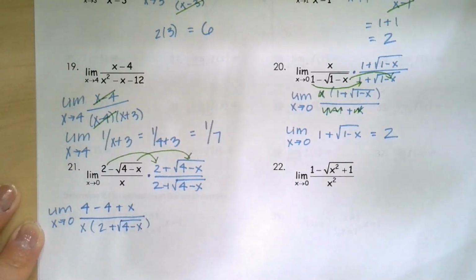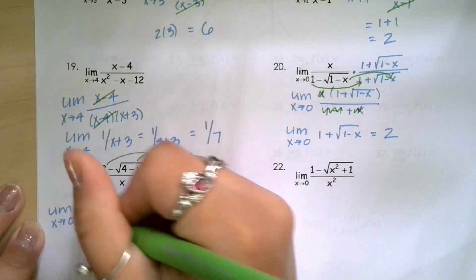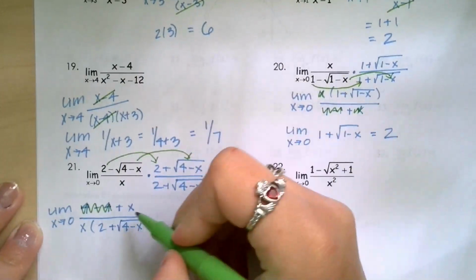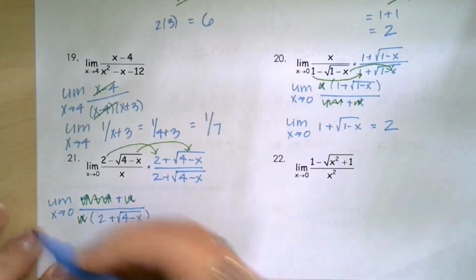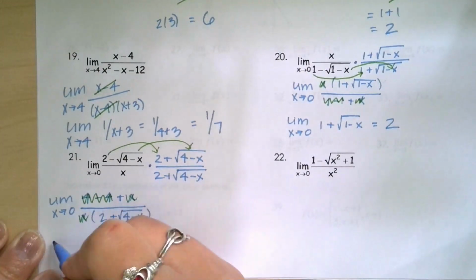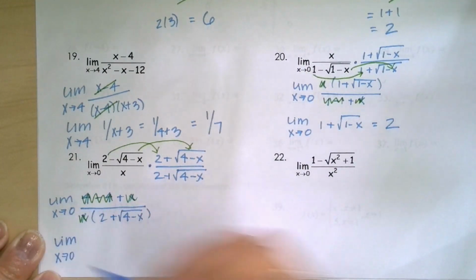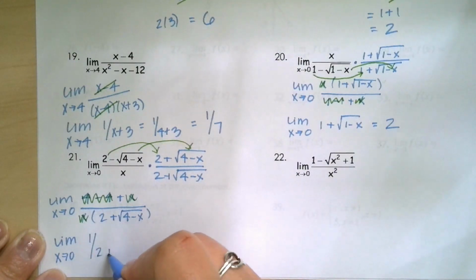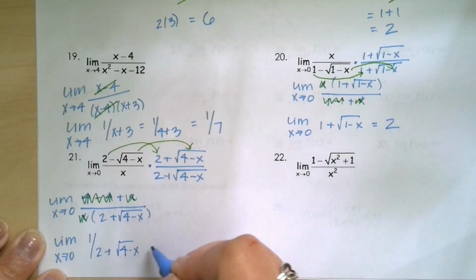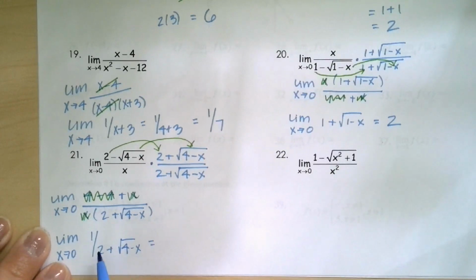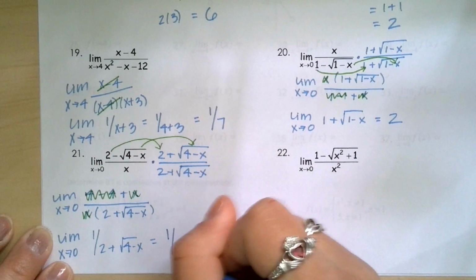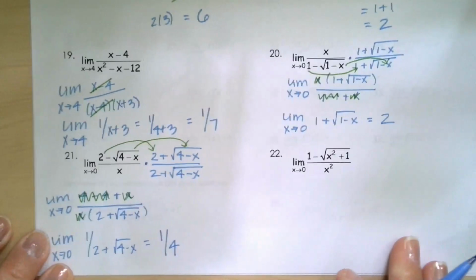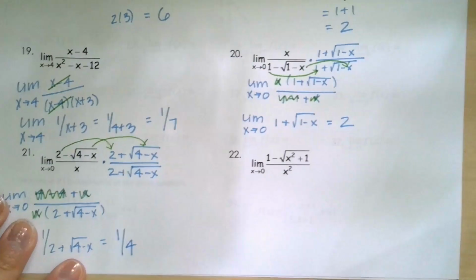Now if we take a look, up top we have 4 minus 4. That goes away. And then we have these two x's, which we can go ahead and cross off as well. So we're just left with the limit as x approaches 0 of 1 over 2 plus the square root of 4 minus x. So then when we substitute in, we're left with 2 plus the square root of 4, which is just 2. So 2 plus 2 in our denominator tells us our limit is going to equal 1 over 4. Okay, on to the next one.